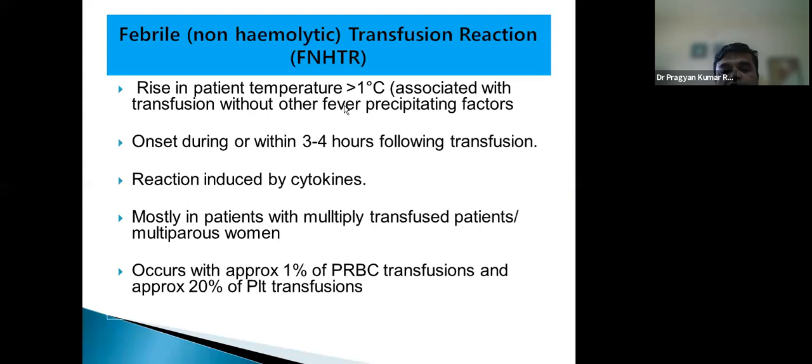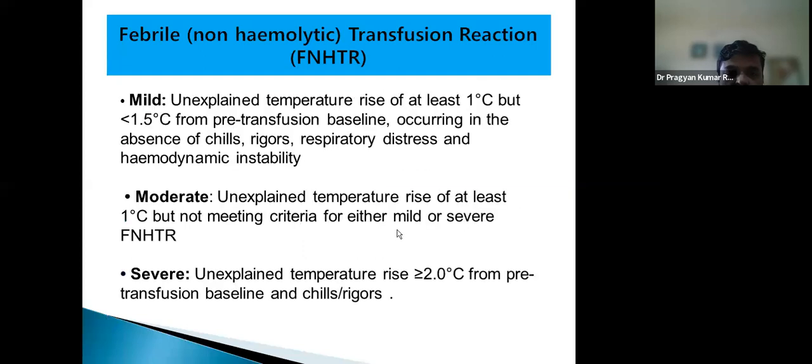So onset is mostly 3 to 4 hours following transfusion. It is a reaction induced by cytokines, mostly in multiply transfused patients or multiparous women, and occurs with approximately 1% of PRBC transfusions and approximately 20% of platelet transfusions. It is divided into mild, moderate, and severe.